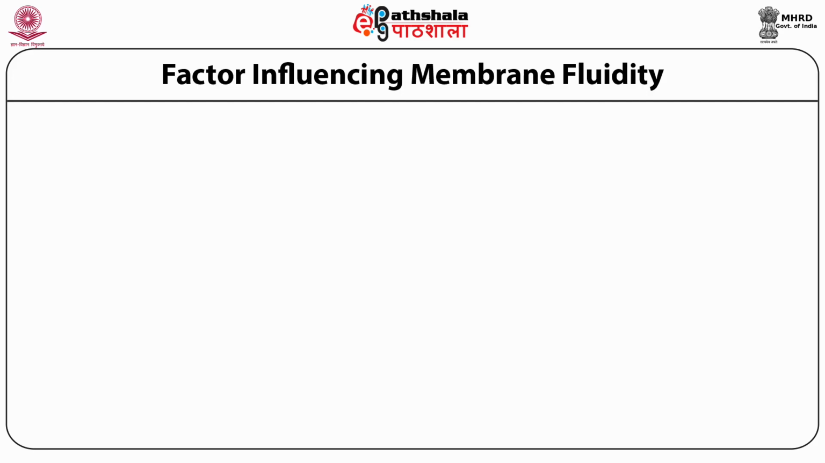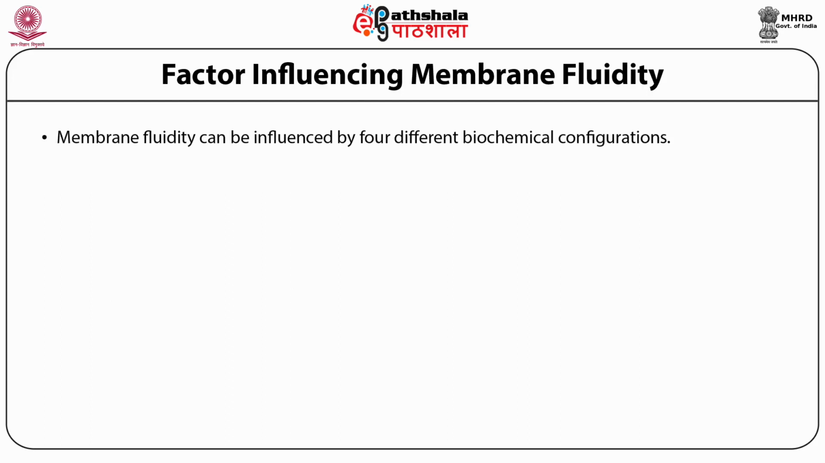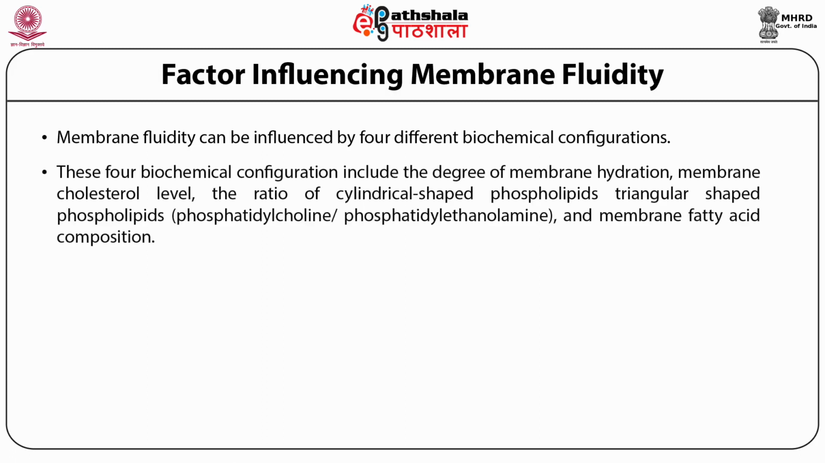As we have discussed membrane fluidity, let's discuss the factors that influence membrane fluidity. Membrane fluidity can be influenced by 4 different biochemical configurations. These 4 biochemical configurations include: first, degree of membrane hydration; second, membrane cholesterol level; third, the ratio of cylindrical shaped phospholipid to triangular shaped phospholipids such as phosphatidylcholine versus phosphatidylethanolamine; and fourth, membrane fatty acid composition.